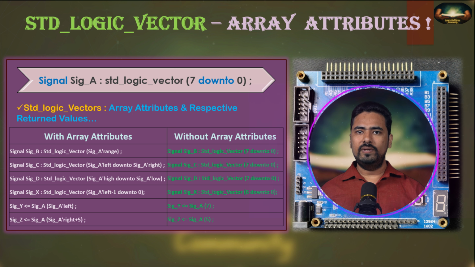Okay, let me tell you the advantage of using these attributes in your VHDL code with one example. Suppose today you developed a system with an 8-bit data bus line, which is supposed to process parallel 8-bit data.